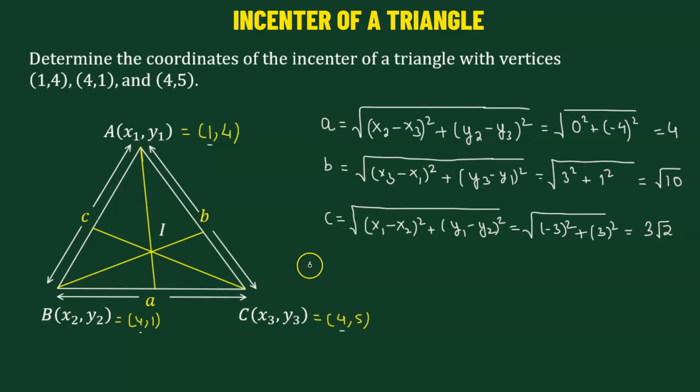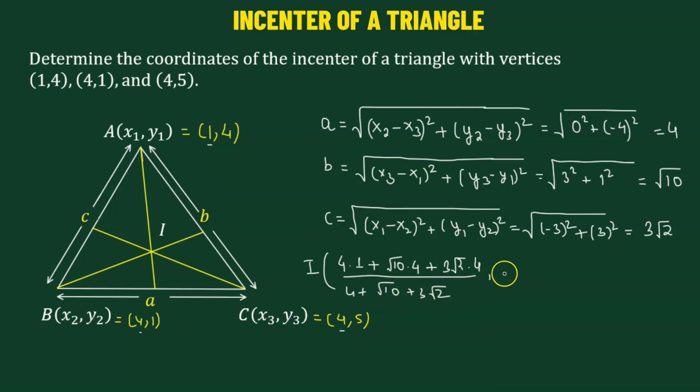Now we are ready to find the coordinates of the incenter. We need a times x1. a is 4, x1 corresponds to the value 1, so we have 4 times 1. Added to b times x2. b here is the square root of 10, multiplied by x2, which corresponds to 4. Plus we have c times x3. c is 3 times the square root of 2, multiplied by x3, which is 4. Divided by the sum of the sides, so we need to add a, b, and c. That's going to be 4 plus the square root of 10 plus 3 times the square root of 2.